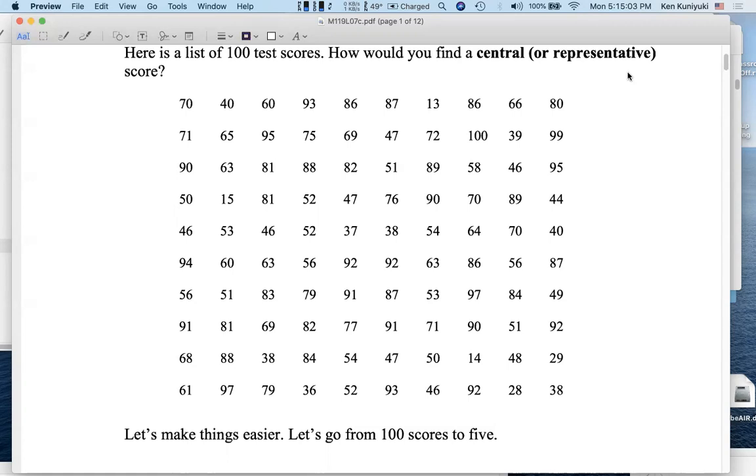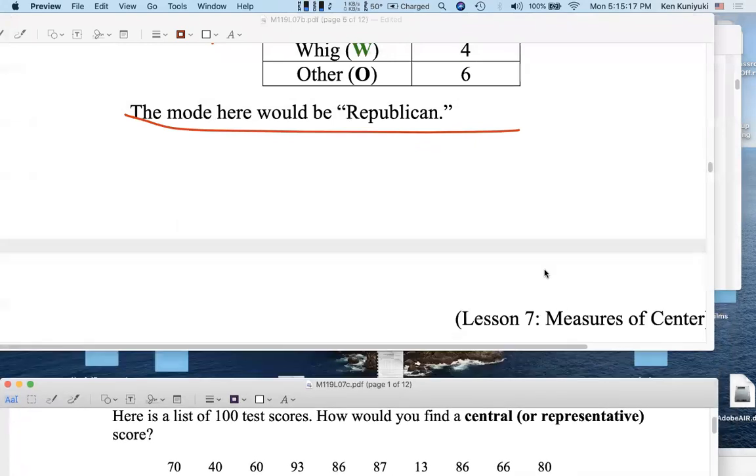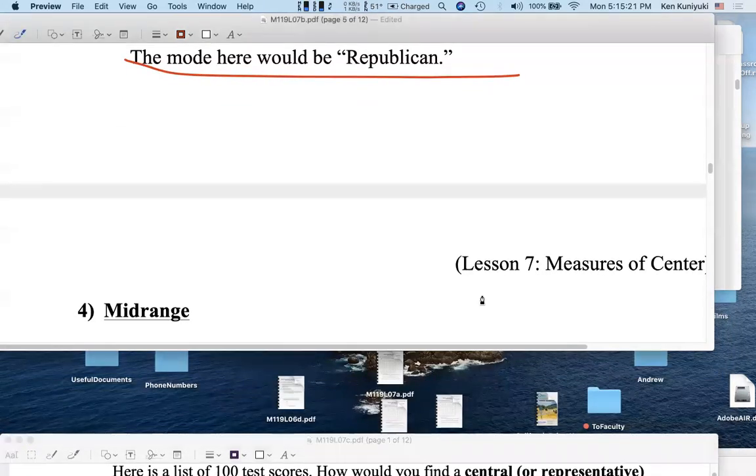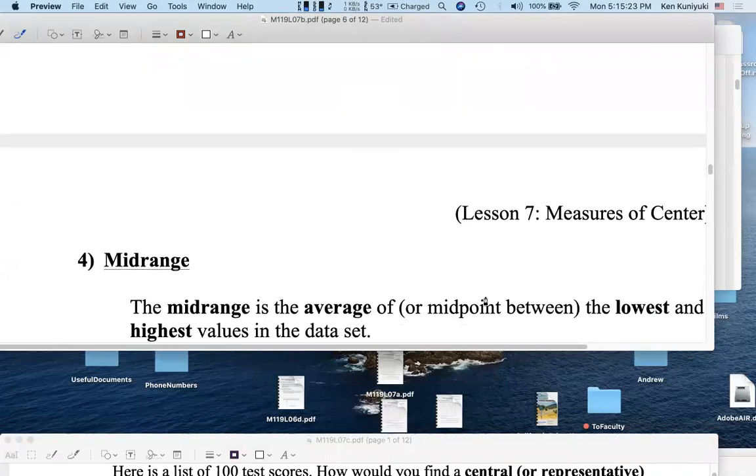How about this? Find the lowest value, called the min, find the highest value, called the max, and then do what with them? How about take their average? That's called finding the mid-range. Our fourth measure, the mid-range, which is nowhere near as common as the other three, but let's talk about it.